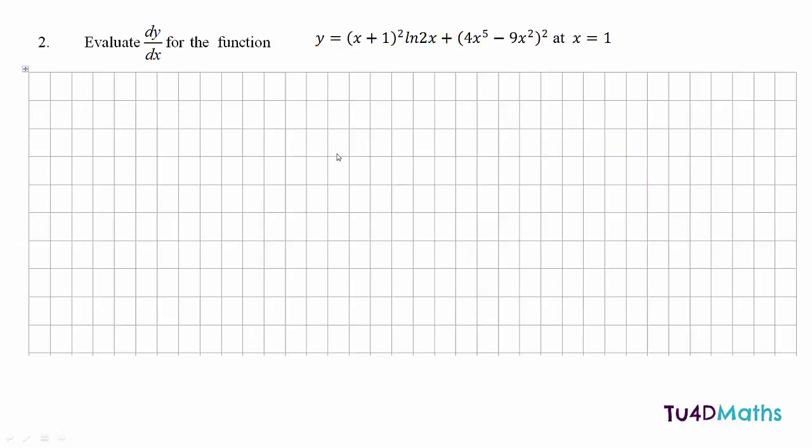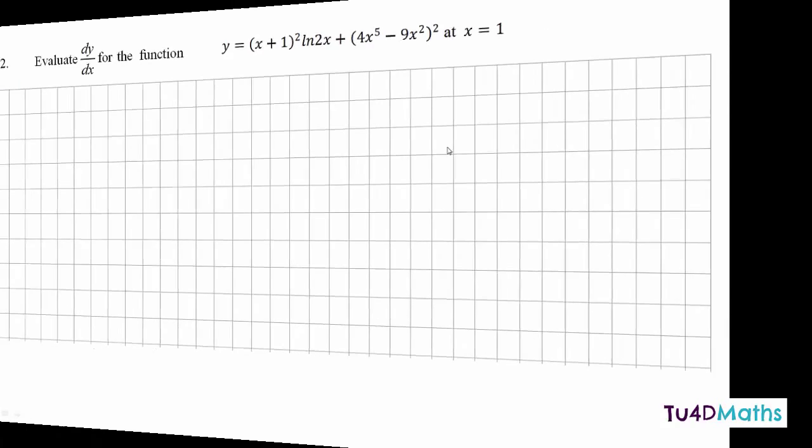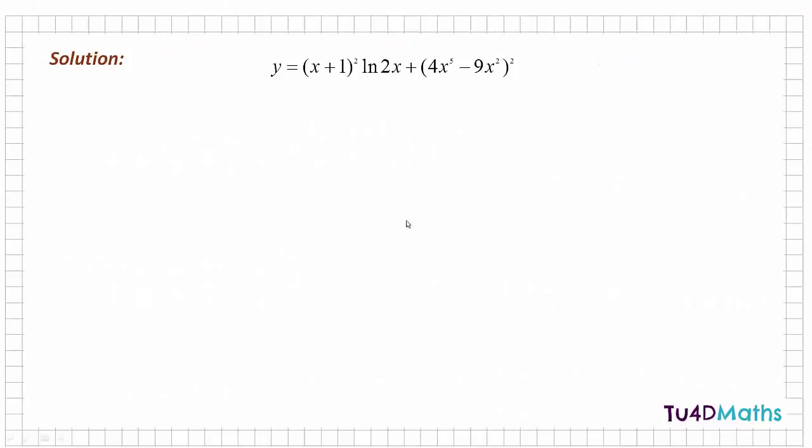In this question, we're given this pretty long expression, and we're asked to evaluate dy/dx when x is equal to 1. Now, to do this type of question, we need to break it down into different sections. As you can see, the first part of the expression is a product of two functions. So here we could use the UV rule, and the second part of the expression is an expression to the power of 2, so here we could use the chain rule.